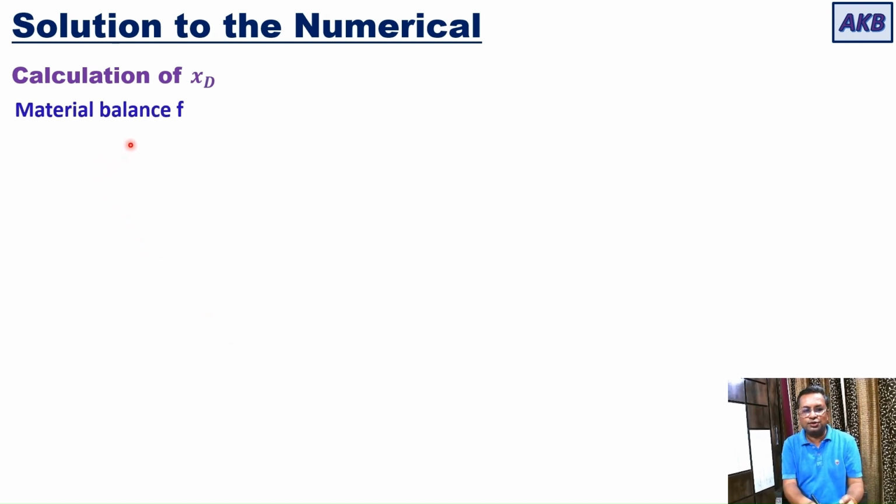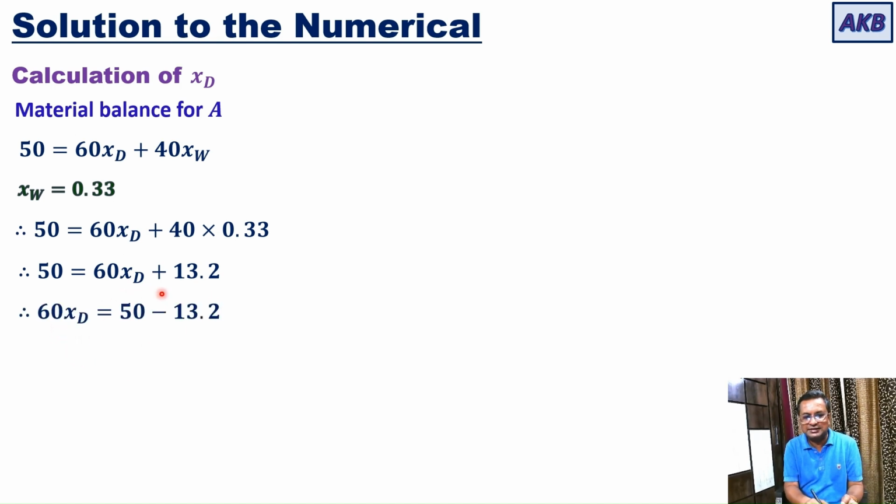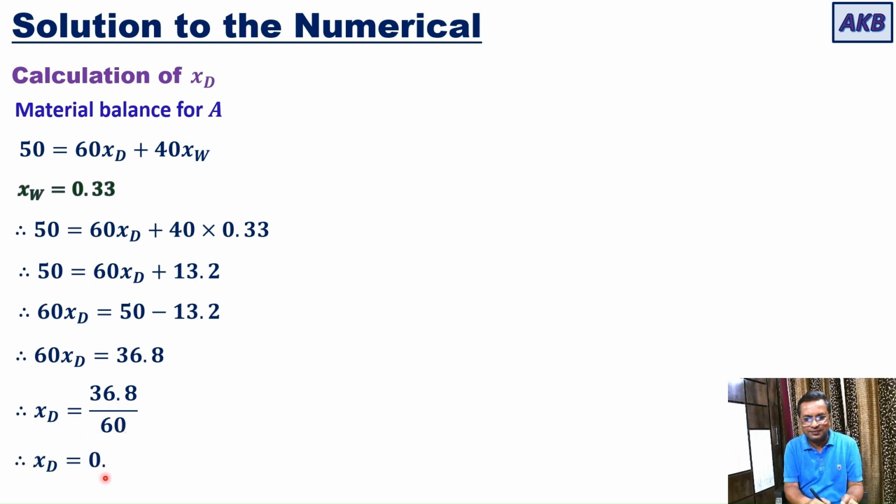After getting XW, let us get XD. For that, we are going to use steady state material balance, which we obtained earlier. 50 is equal to 60 XD plus 40 XW. XW is 0.33, therefore 50 is equal to 60 into XD plus 40 into 0.33. That is, 50 is equal to 60 XD plus 13.2. That is, 60 XD is equal to 50 minus 13.2, that is, 60 XD is equal to 36.8. That is, XD is equal to 36.8 divided by 60. That gives us XD as 0.61.